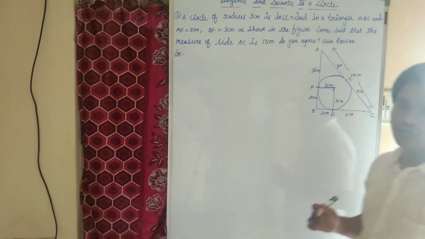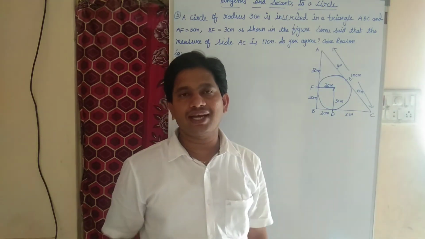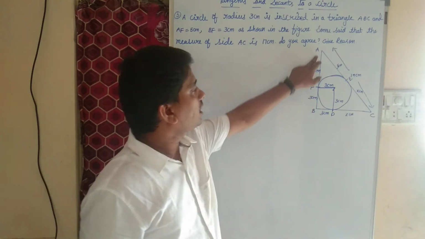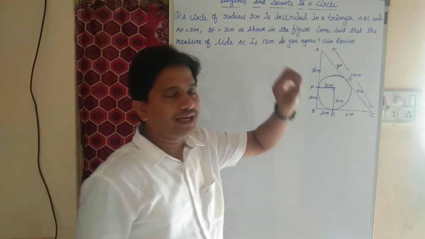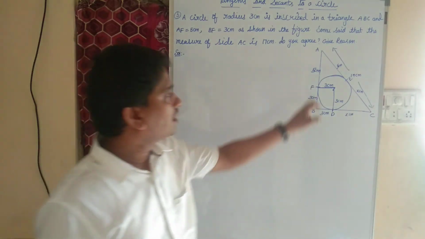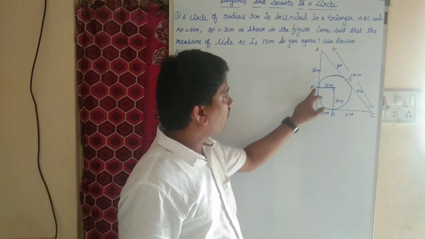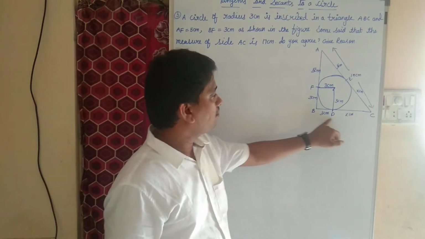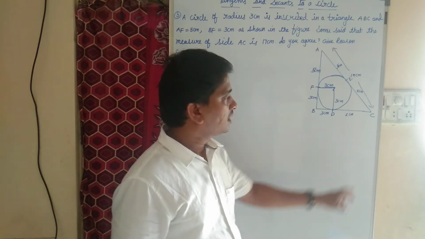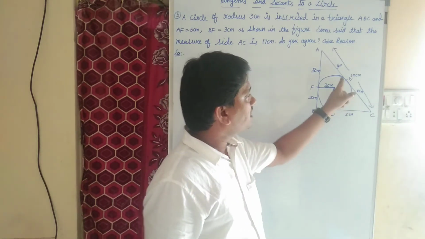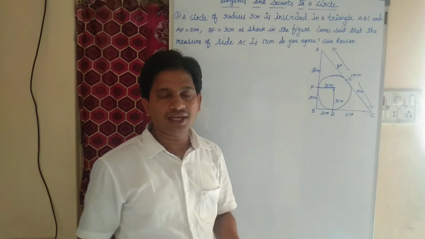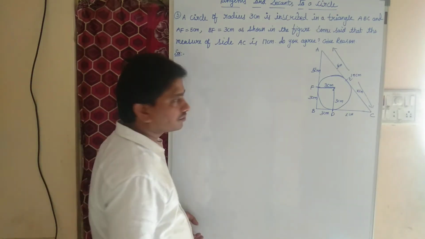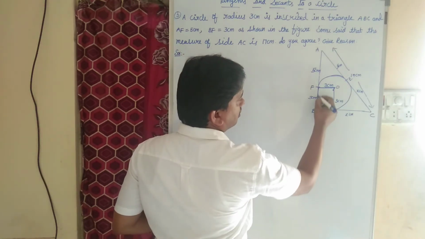Is it clear? Here we are using theorem 9.2: lengths of the tangents drawn from an external point to a circle are equal. So AF and AE are the tangents drawn from an external point to a circle. They are equal, 5, 5. BF and BD are the tangents drawn from an external point to a circle. They are equal, BD equal to 3, BF also 3. C is an external point. CD and CE are the tangents drawn from an external point to a circle. They are also equal.